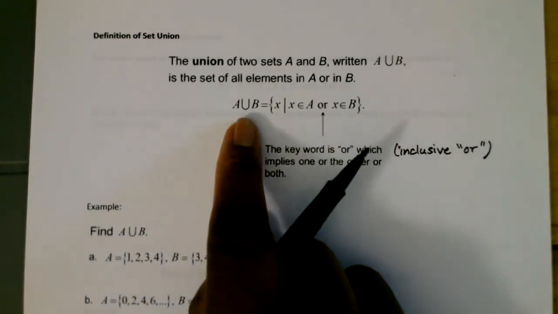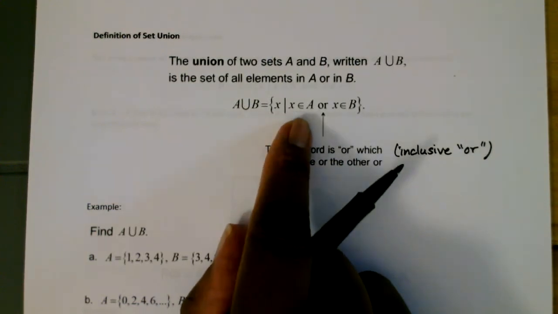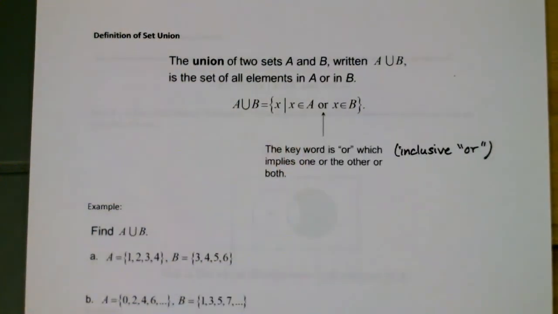And of course, A union B is going to be the set of all X values such that X is an element of A or X is an element of B. Now the or implies one or the other or both. And that's what we mean by inclusive or. Either in set A or set B, or it could be both A and B.